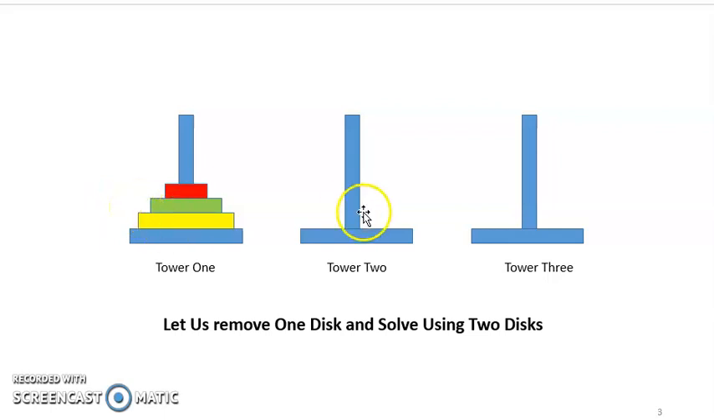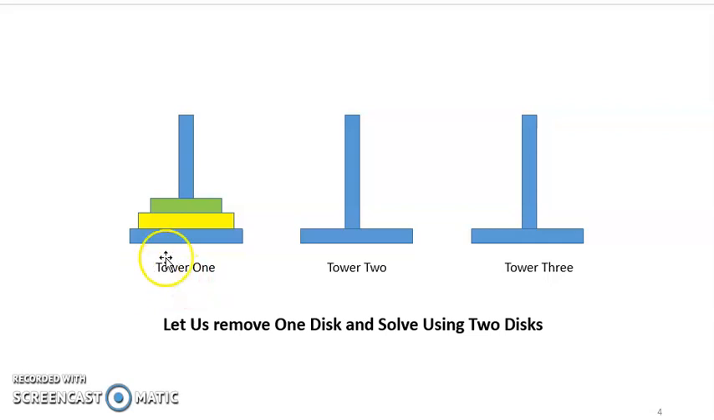So this is Tower 1, Tower 2, Tower 3, and again these are the three disks. Red is the smallest, green is the medium, and yellow is the largest. So we will try to solve this problem first using two disks. So you see, we have removed the red disk and there are only two disks at this moment, the green disk and the yellow disk.